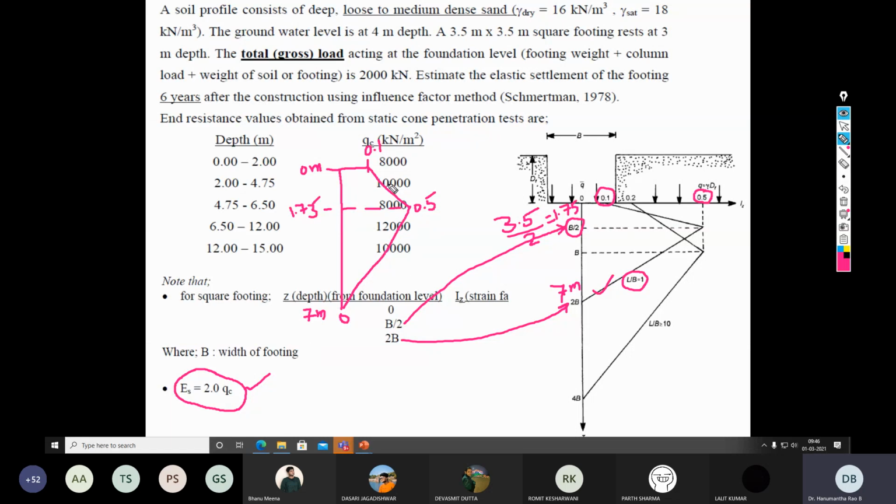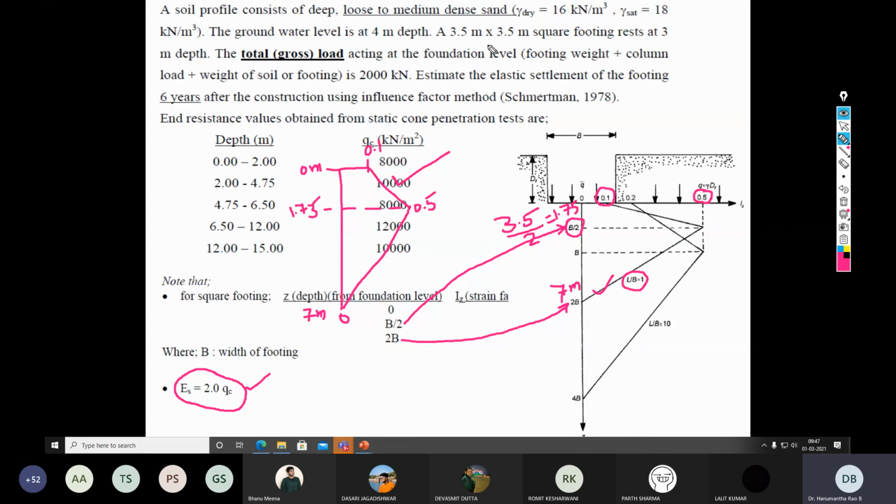I hope it is clear to everyone how to construct this strain influence diagram. If it is not clear, please ask me, because if you don't understand how to construct this diagram, then you cannot solve this problem. So I repeat again, the crux of this is picking up the exact curve between these two, which corresponds to L by B of 1, which is a square footing, and L by B greater than or equal to 10, which represents the strip footing.